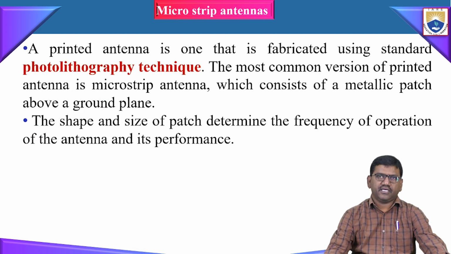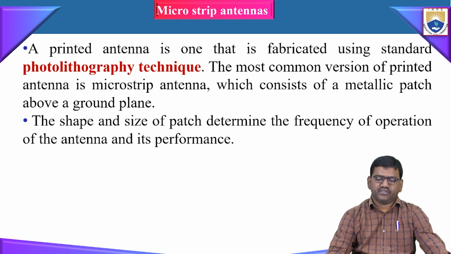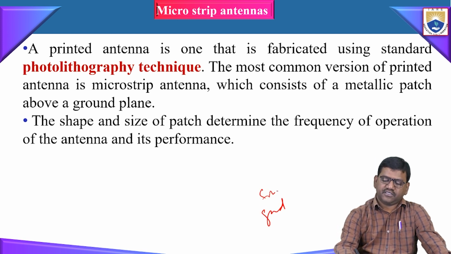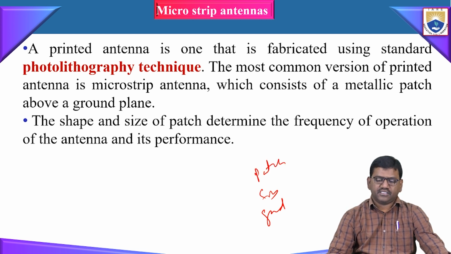For the fabrication of a microstrip antenna over any surface, we use a technique known as photolithography. The most common version of the printed antenna consists of a metallic patch upon a ground plane. Whenever we design a patch antenna, we need to take the ground plane and the substrate into consideration. On the substrate only the patch can be placed. The shape and the size of the patch determine the frequency of operation of the antenna and its performance. Depending upon the shape and the frequency of operation, we can increase or decrease the bandwidth of the microstrip antenna.